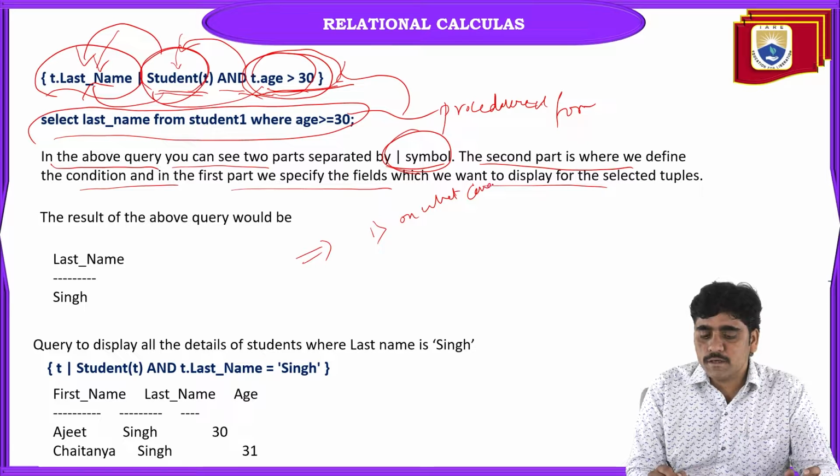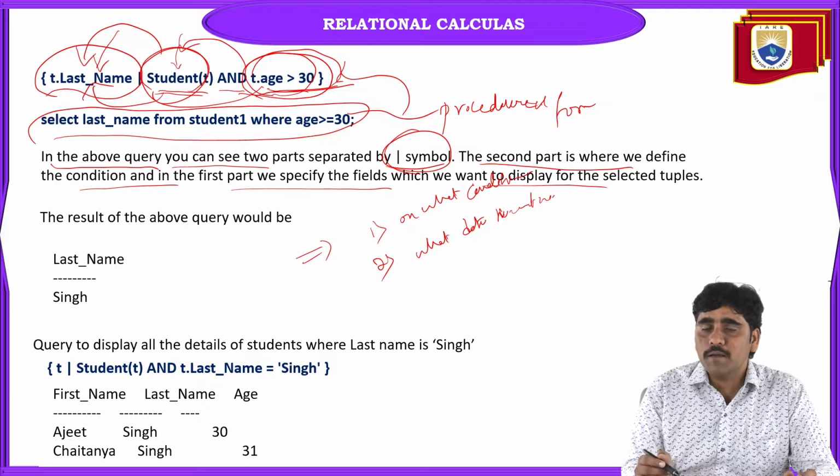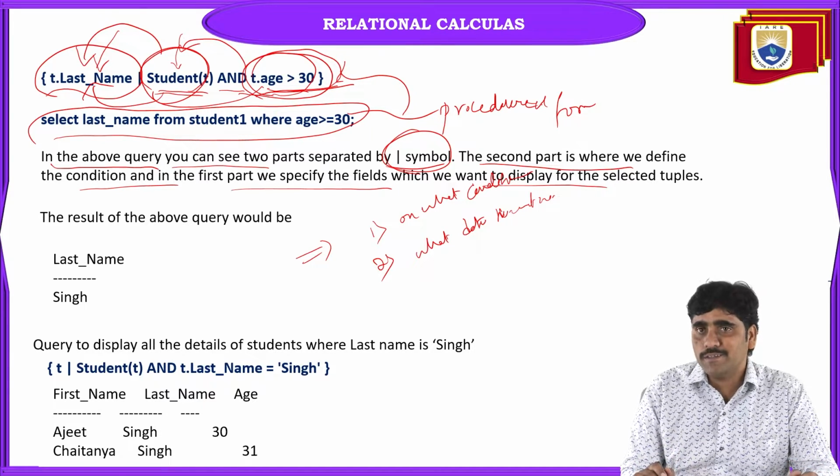On what condition you are going to display. And the second one is what data you want to display. So you want to display either the last name, the first name, or the age of the students, right? So you want to decide what data you want to display.